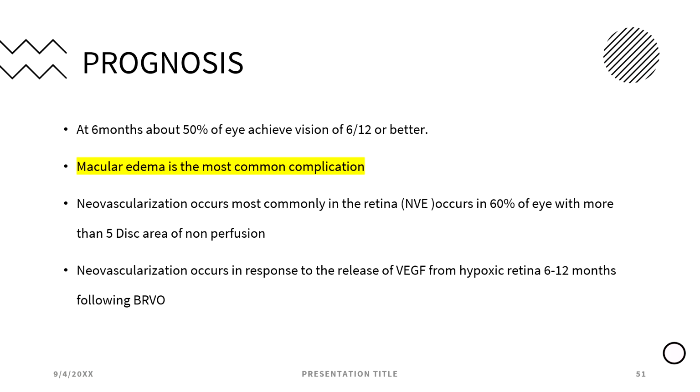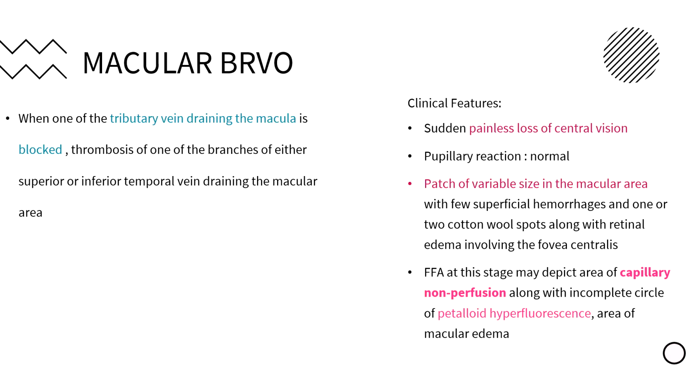Prognosis: at 6 months, about 50% of eyes achieve vision of 6/12 or better. Macular edema is the most common complication, and neovascularization occurs most commonly in the retina in 60% of eyes with more than 5 disc areas of non-perfusion. Neovascularization occurs in response to release of VEGF from hypoxic retina 6 to 12 months following BRVO.